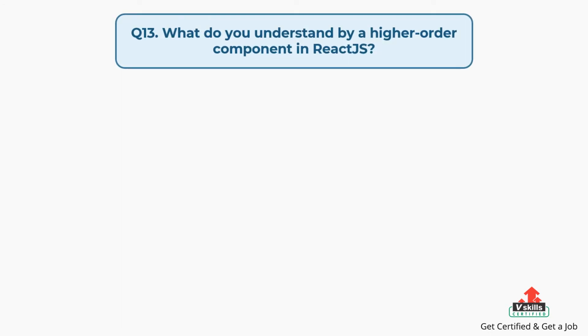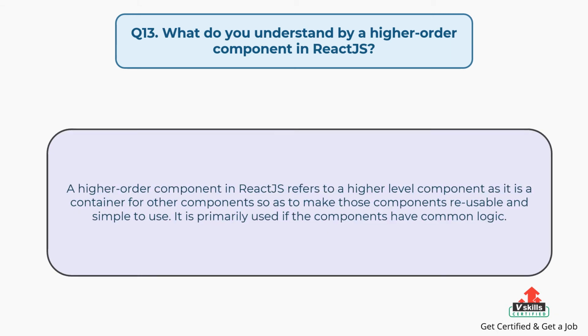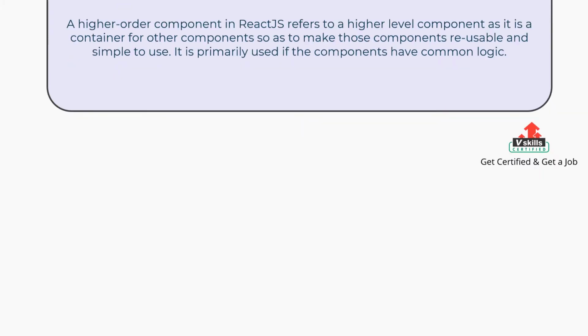Question number 13. What do you understand by a higher-order component in ReactJS? The answer is, a higher-order component in ReactJS refers to a higher-level component as it is a container for other components so as to make those components reusable and simple to use. It is primarily used if the components have common logic.